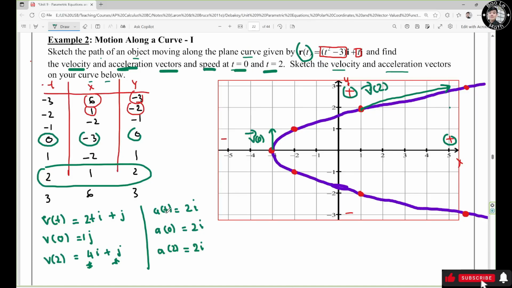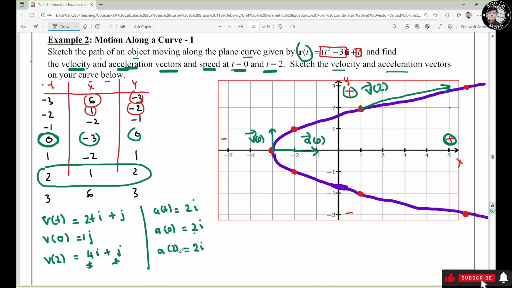Now, a of t is equal to 2i, right? A of 0 equals 2i, right? So 0 is right here. T equals 0, right? It's going to be 2i. So you don't have the y component. You only have the x component. And 2 is positive, so it's going this way, right? So it could be right here. Alright, so this one is a of 0.